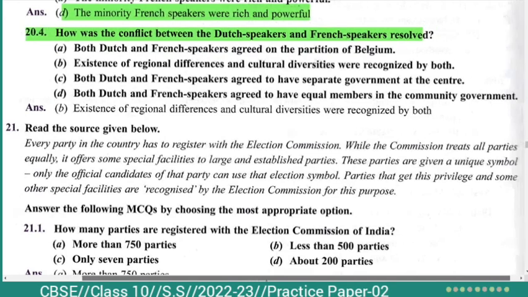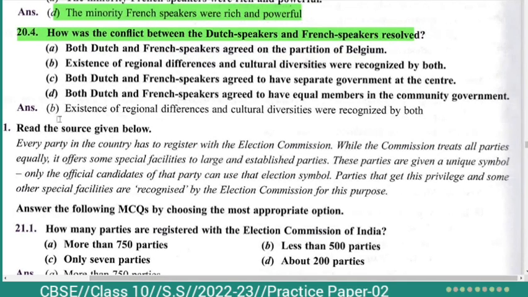Here the correct answer is option B. That is, existence of regional differences and cultural diversities were recognized by both. So how was the conflict between Dutch speakers and French speakers resolved? By existence of regional differences and cultural diversities were recognized by both.